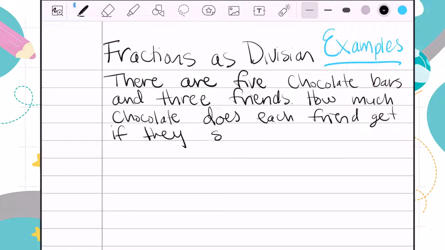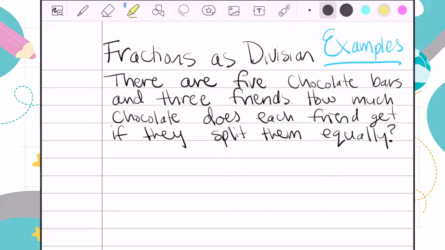And I'm going to pull out a highlighter and dig into my question and highlight the relevant information, the most important information. So I know that 5 chocolate bars is important. I'm going to highlight that. 3 friends is also important. I'm going to switch colors really quickly and then highlight the actual question. How much chocolate? That's what's being asked. And then it's also important that they are split equally.